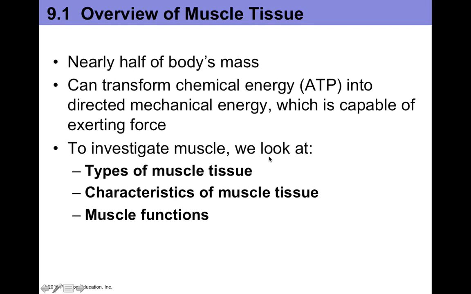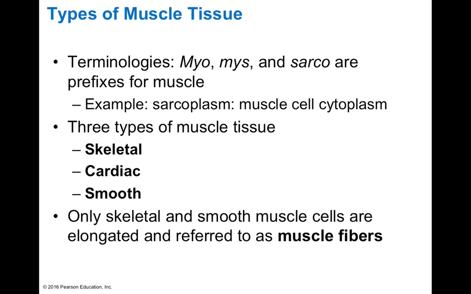Now, when we look at muscles, we want to help characterize them by their types. Other characteristics and functions of those muscle cells will also tell us what they can do. Generally speaking about terminology, myo, mes, and sarco are all prefixes for muscle. So a lot of the terminology we talk about in this chapter contains these prefixes, but they just refer to muscle. And there are three major types of muscle tissue.